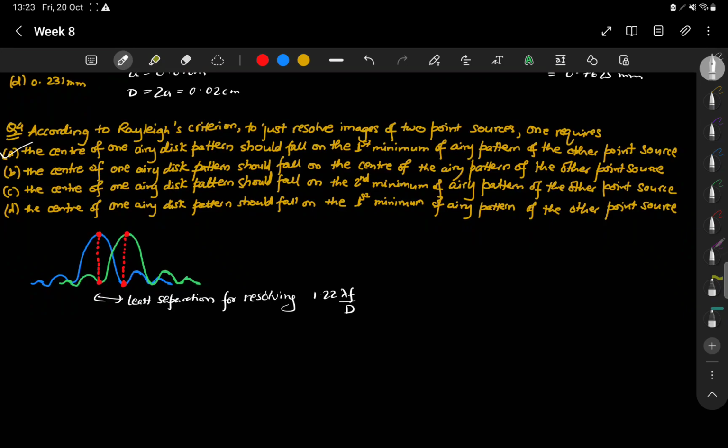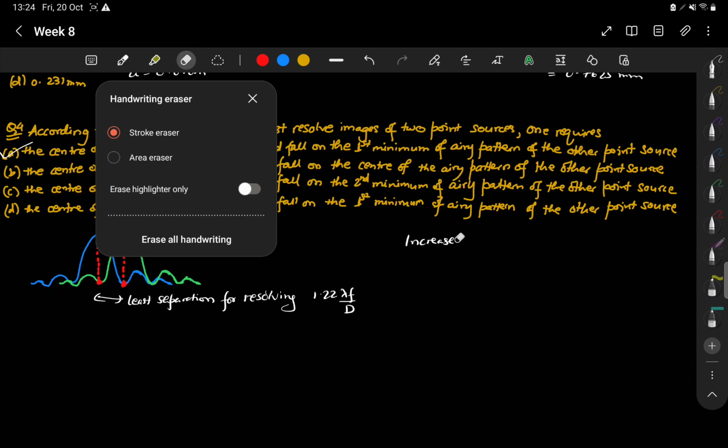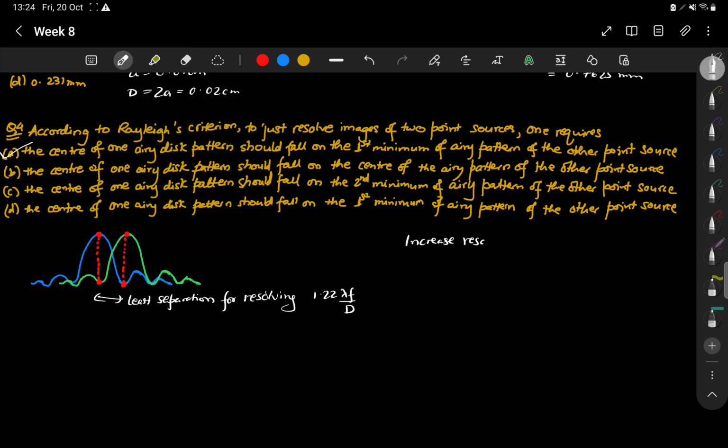And how could I better increase my resolution? In order to increase my resolution, I would have to decrease my wavelength. Why? Because if I decrease my wavelength, then the least separation for being able to resolve would also decrease. That means if the two sources are placed very close to each other, I will still be able to resolve them if I decrease my wavelength.